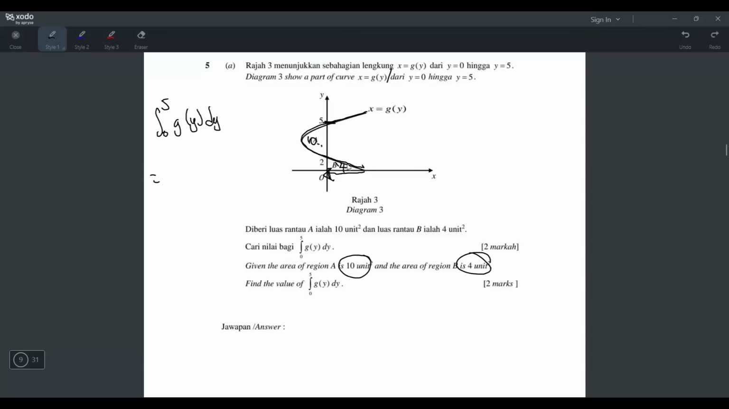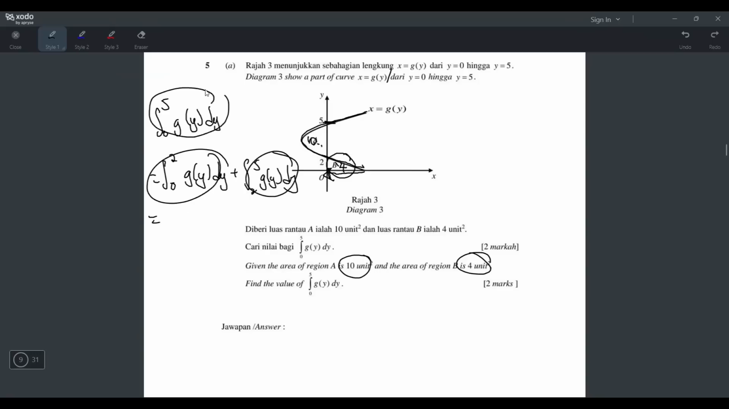Let me tell you why. How to get this area is actually to integrate from 0 to 2 of g(y) dy. That's how you get the 4, the area of B. And then plus the other one, integrate 2 to 5 of g(y) dy. This one is how to get area of A. And when you take this one plus this one, you will get this, right?